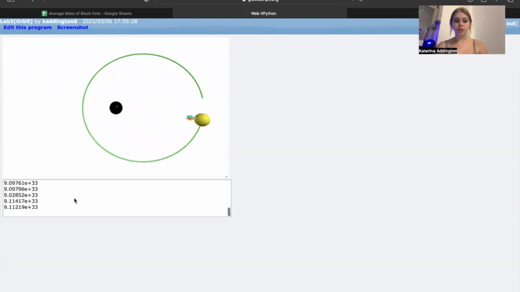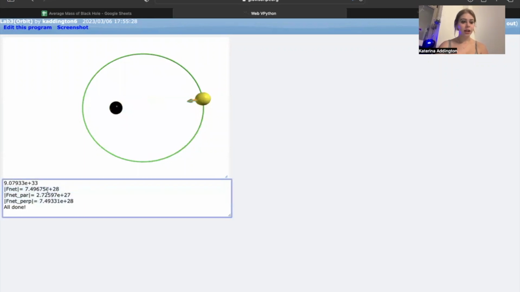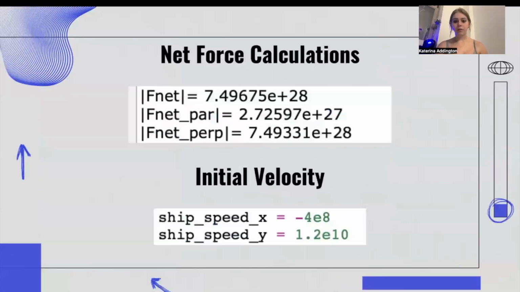Give it a second to generate our values. And then we can see here at the end also our F net, F parallel, and then F perpendicular. Net force for the parallel component, and then the net force for the perpendicular component. And then for the results for the second part of our lab, that's for the first part, we have the net forces. And then for the second part of the lab, we calculate the velocity.